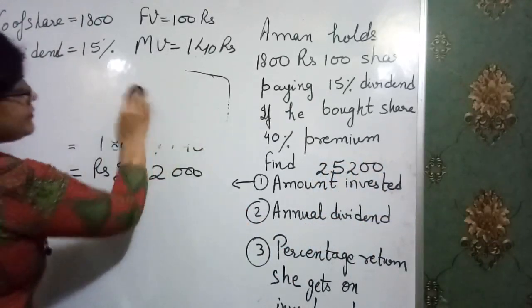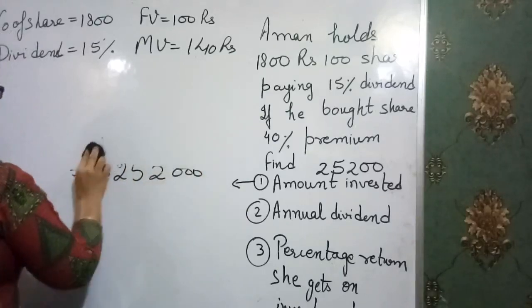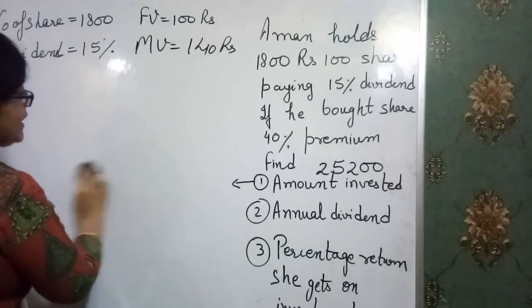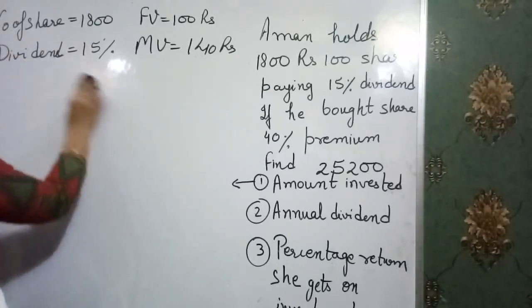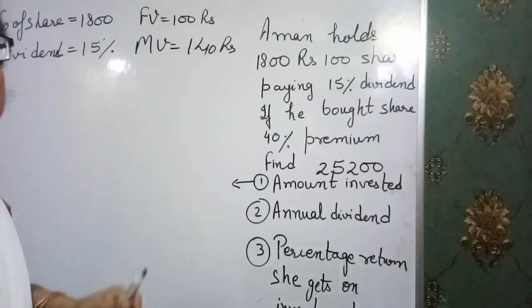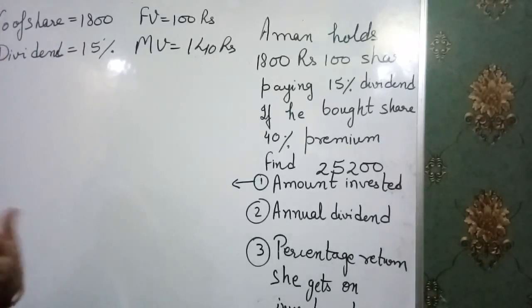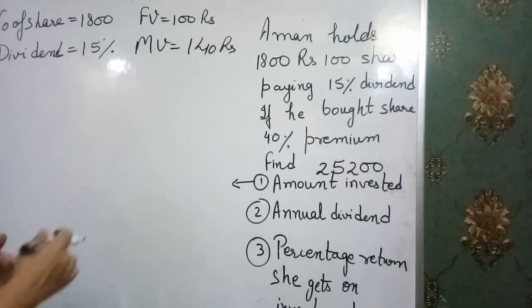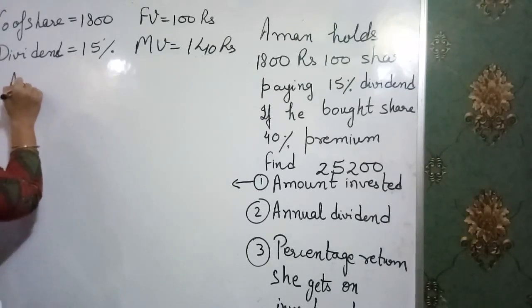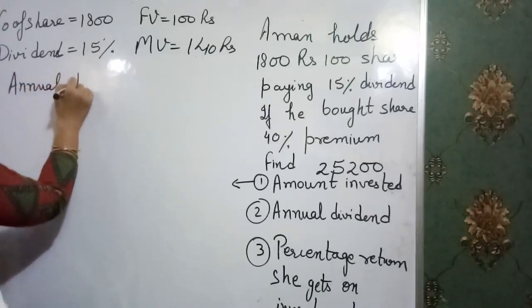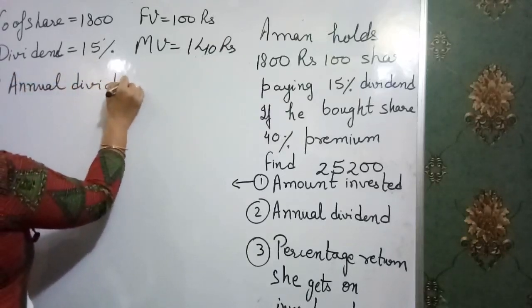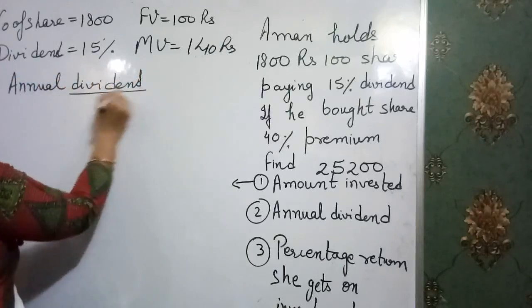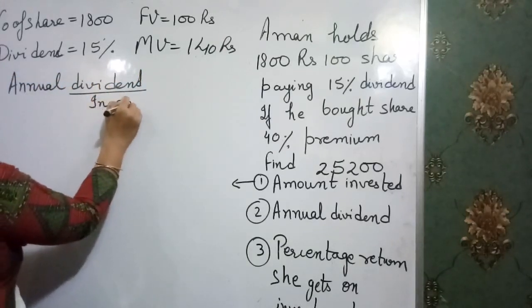Next one I have annual dividend. What is annual dividend? Previously I also told you. Annual dividend is the money received by the shareholder from the company because he bought the shares of that company. You can write it as annual dividend, or you can write it as annual income.